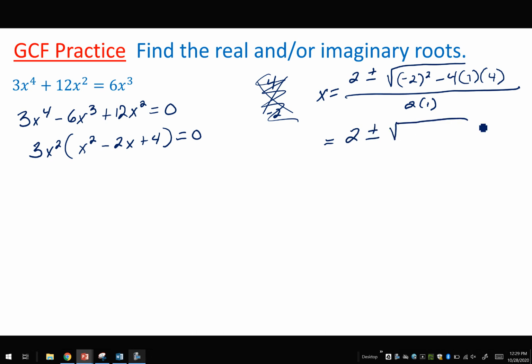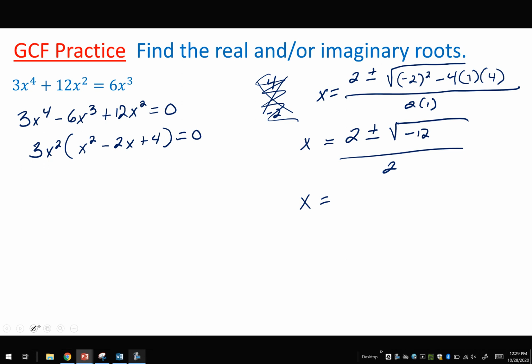My discriminant piece under my radical: negative 2 squared is 4. 4 minus 4 times 4. 4 times 4 is 16. So 4 minus 16 would be negative 12 as my discriminant, all over 2. And this is what x equals.